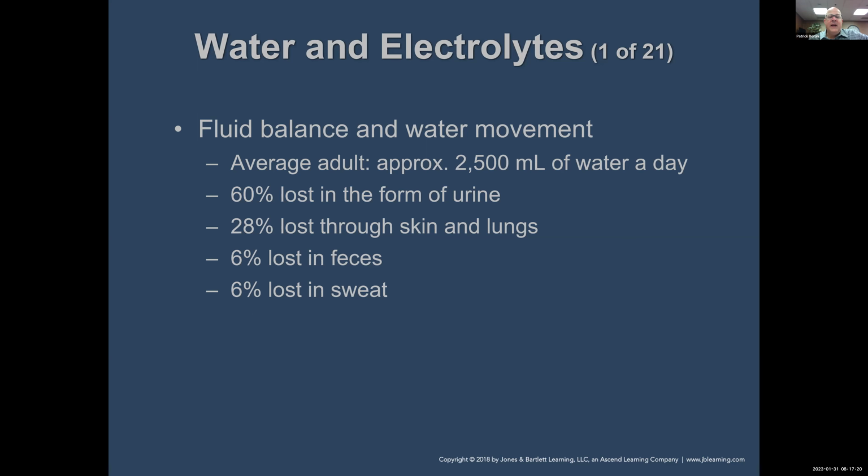And then they got the sweating as well. But our skin and lungs and feces and sweat, that accounts for just under half, right? So it's not that we're just peeing it out. It's that we're also losing it through other forms. And so nutrition status going forward for you as a community paramedic and hydration status are going to be super important.